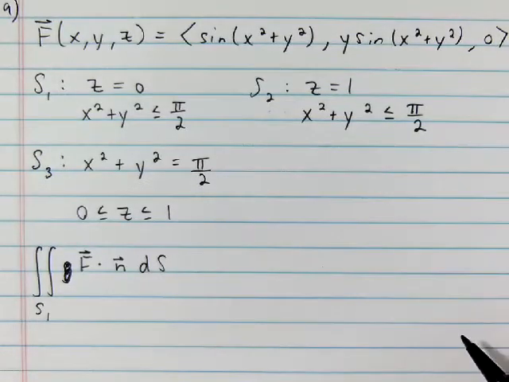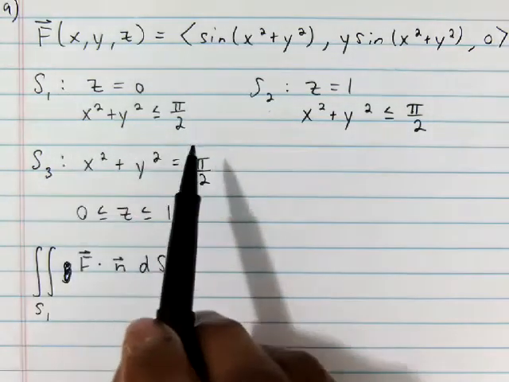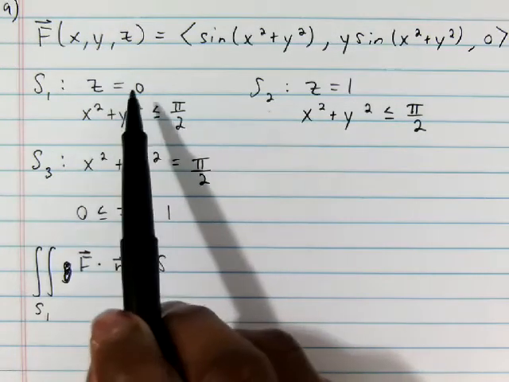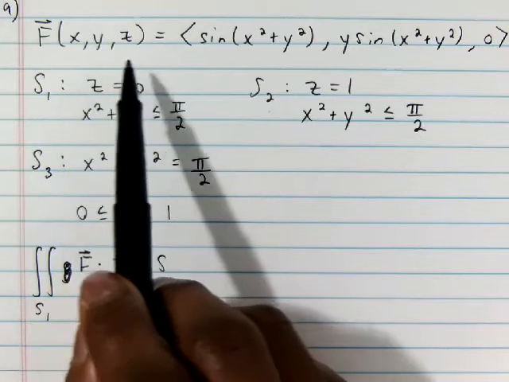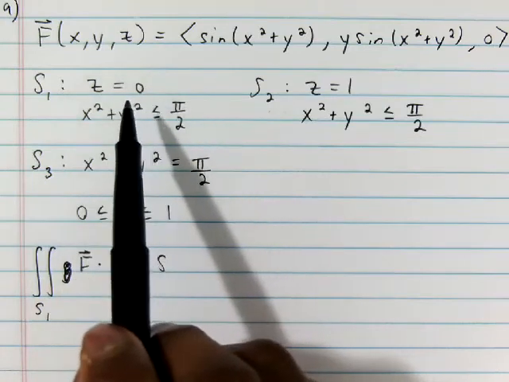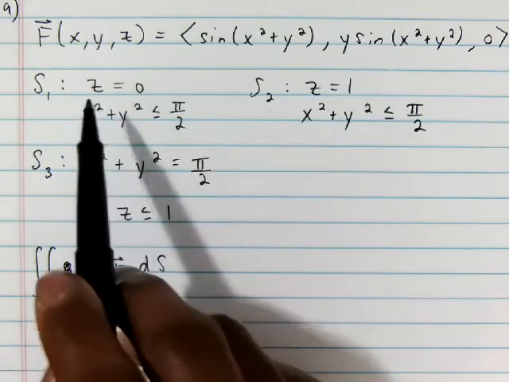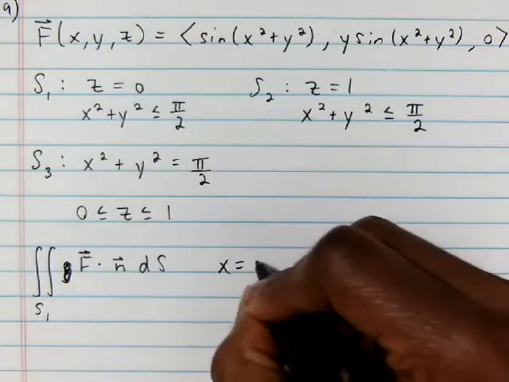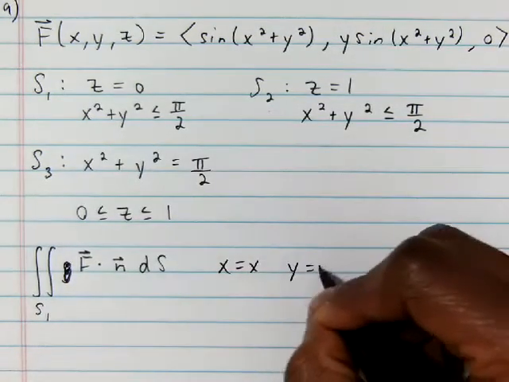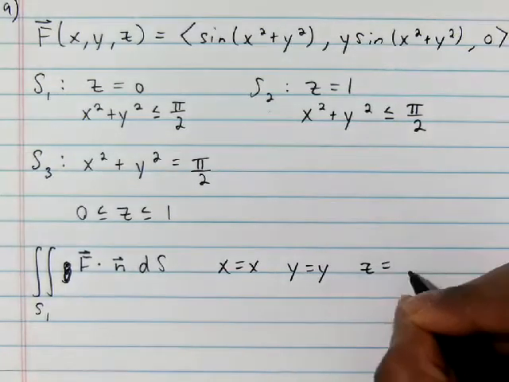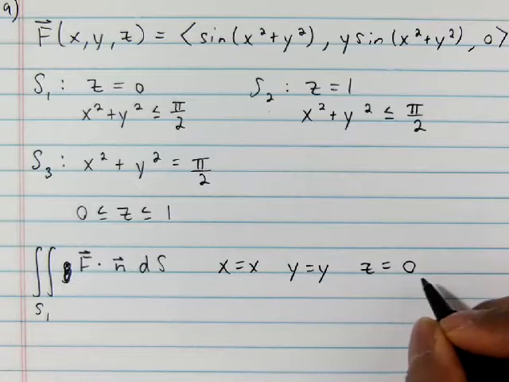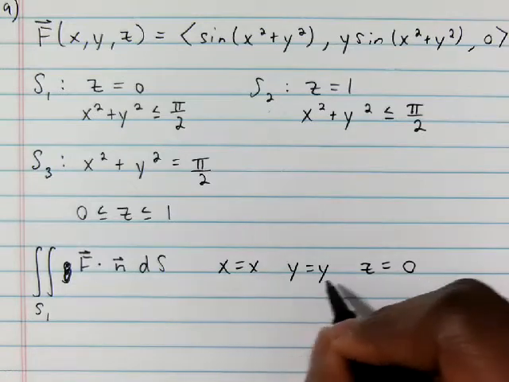So now that means we need to parameterize this surface. My go-to thing is to see, can I use my favorite parameterization? If I can solve for x, y, or z, then I'll use my favorite parameterization. They've already solved for z, so I'm going to use x equals x, y equals y, z equals f of x, y, and then what are my bounds for x and y?